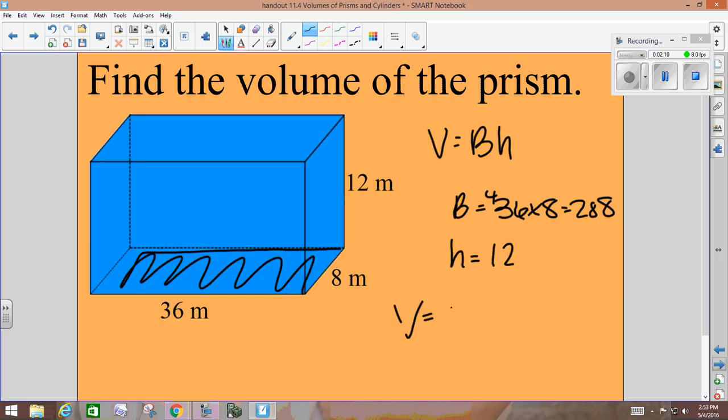So then the volume, 288 times 12. I can't do that one. 3,456. That's right. Meters cubed. Volume, number of cubes that fit on the inside. So your label is a little 3. Cubic meters, because it's the number of cubes that fit inside of it. Good on that one? Okay, number 2.